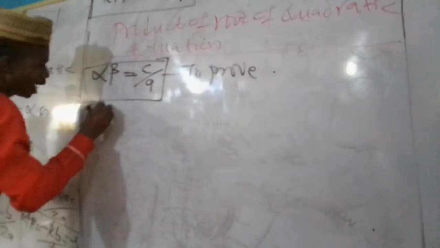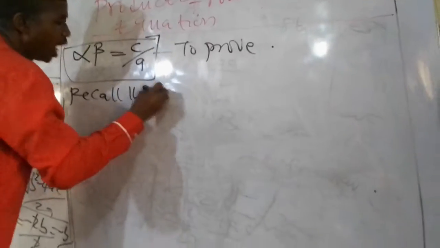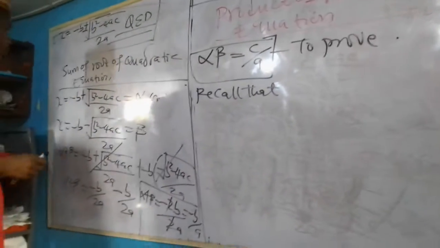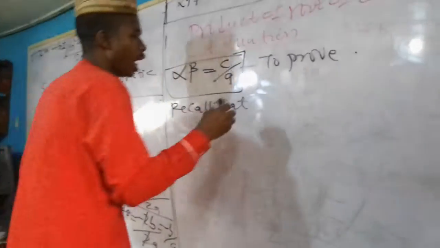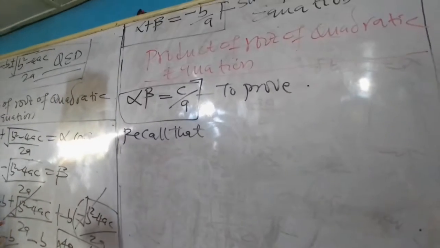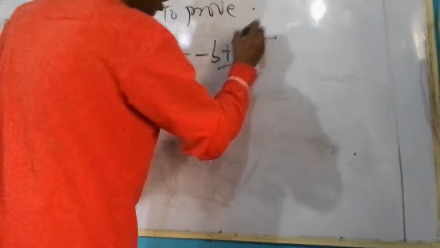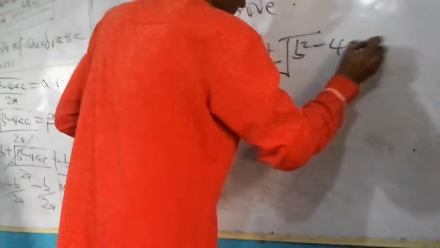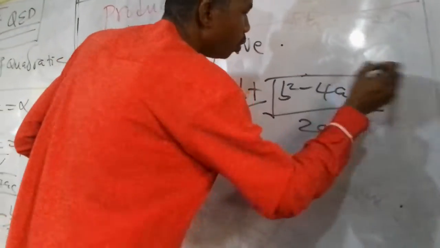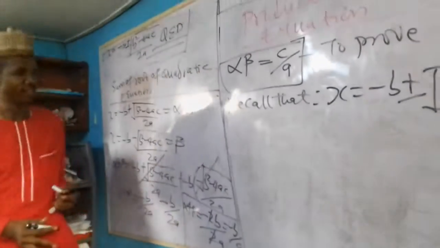Recall that from our quadratic equation, we have what? Our x, rather. Recall that x is equal to minus b, positive or negative, square root of b squared minus 4ac all over what? 2a. We have something like this.